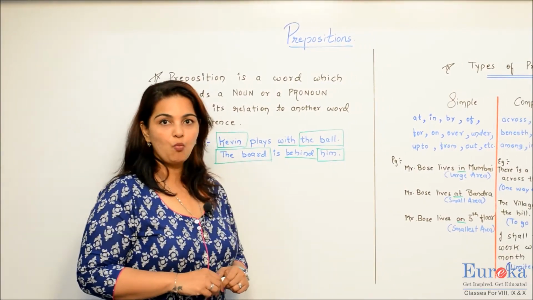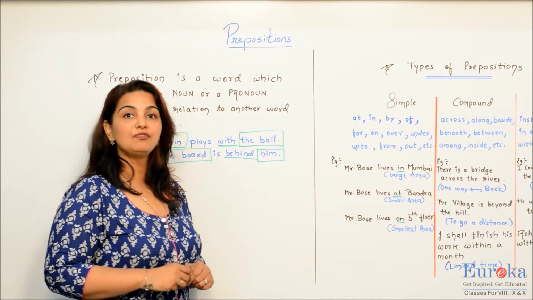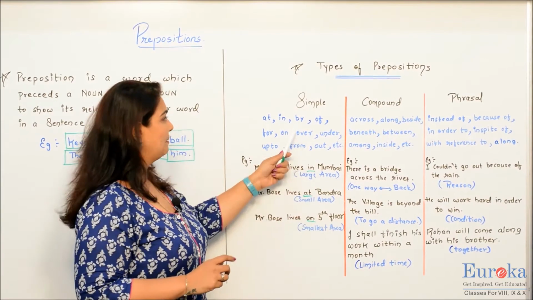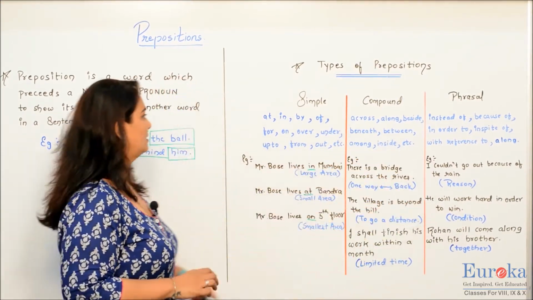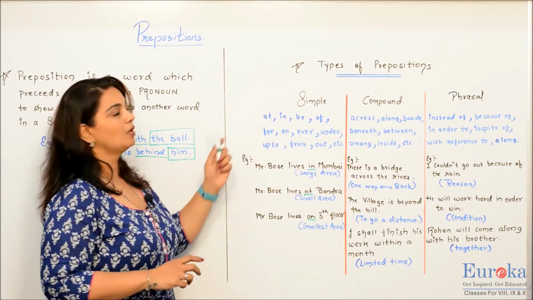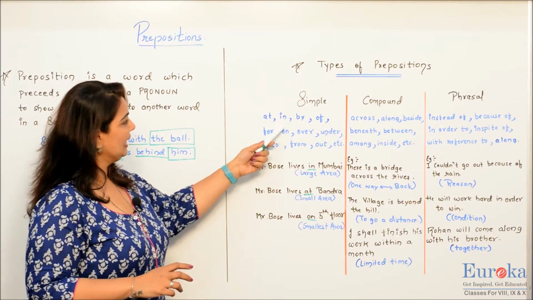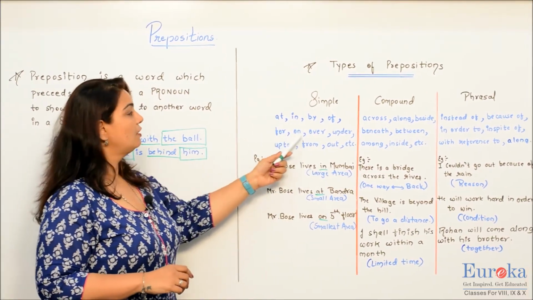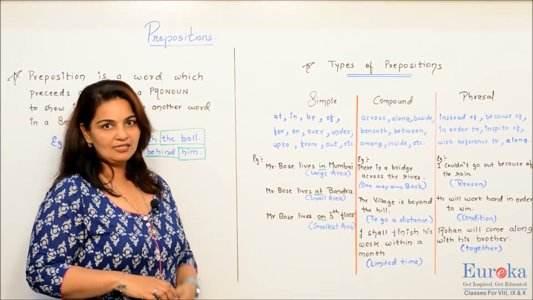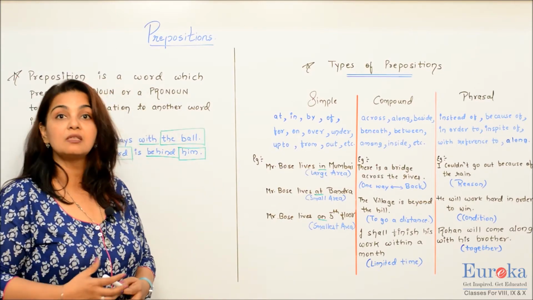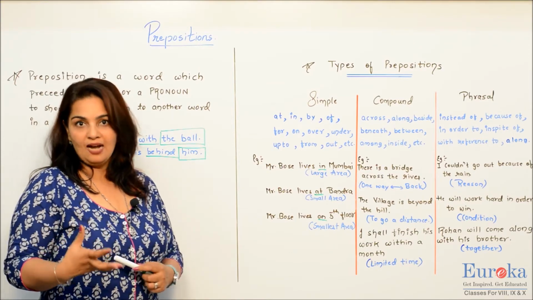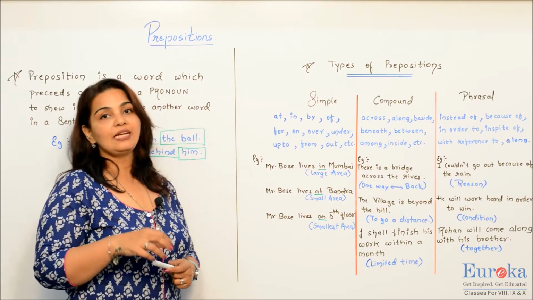Students, now that we've seen what prepositions are, let's look at the different types of prepositions. We have three different types of prepositions: simple, compound and phrasal. So let's look at the first one, and that is the simple preposition. We have certain words in simple prepositions like at, in, by, of, for, on, over, under, up to, from, out and etc. So let's see what the difference is between these words when they are placed in a particular sentence and how they can enhance or tell the person what the sentence means.